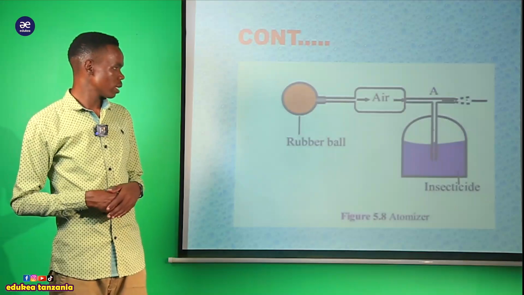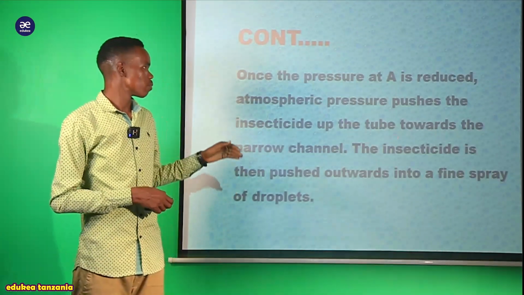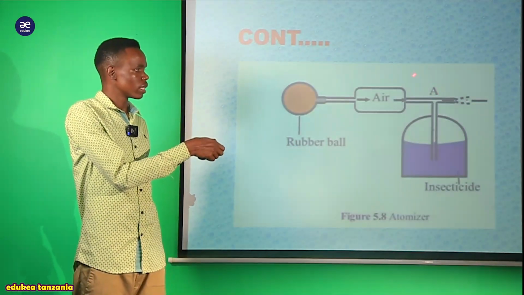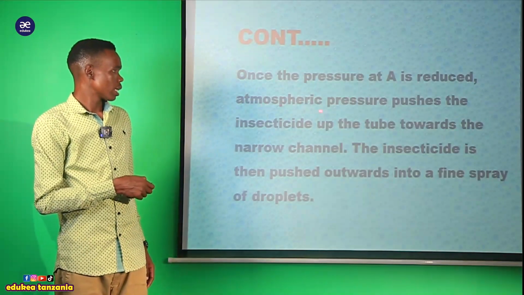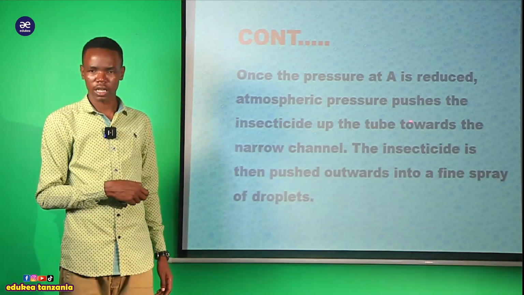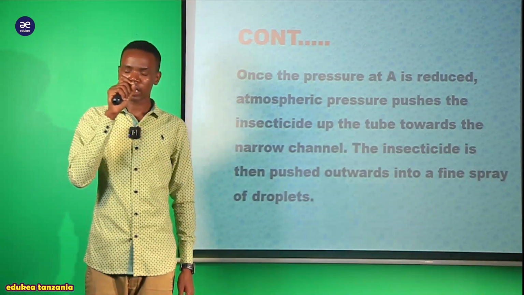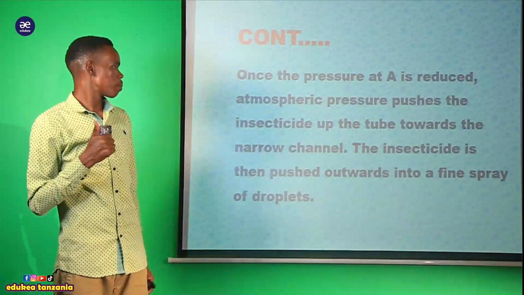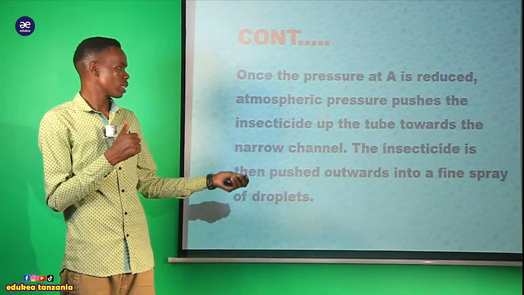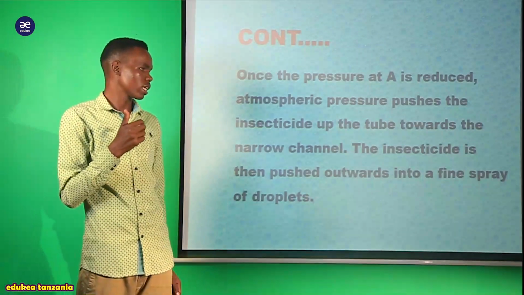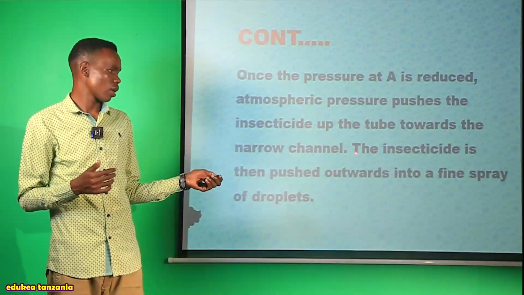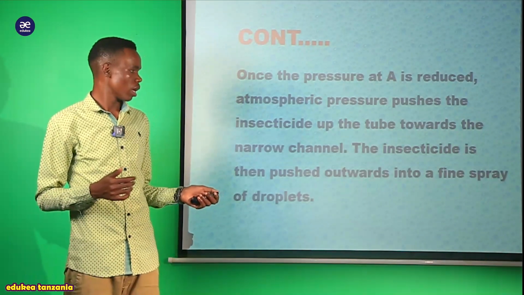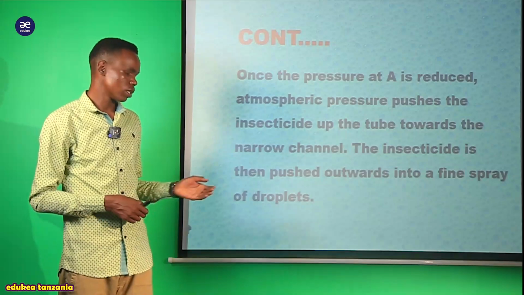So my dear students, after this one, as we observe, once the pressure at A is reduced, when the pressure at this point A is reduced, atmospheric pressure pushes the insecticide. Kwa ile pressure kwenye point A inapokuwa imebidi reduced, atmospheric pressure ataweza kupush ile insecticide up the tube. Ataisukuma ile insecticide up the tube toward the narrow channel. This insecticide is then pushed outward into a fine spray or droplets.